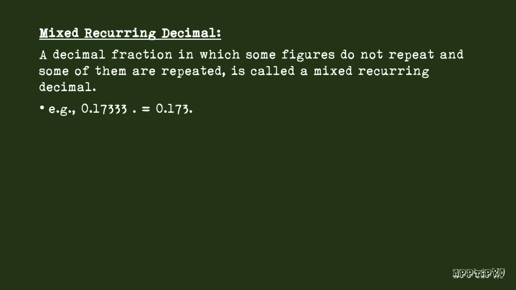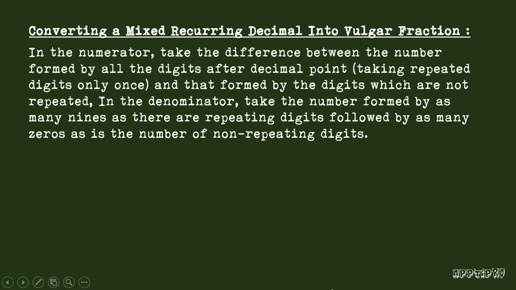What is mixed recurring decimal? A decimal fraction in which some figures do not repeat and some of them are repeated is called a mixed recurring decimal. So as you can see here, 0.17333, only 3 is being repeated and not 1 and 7. So you can write it as 0.173 bar.